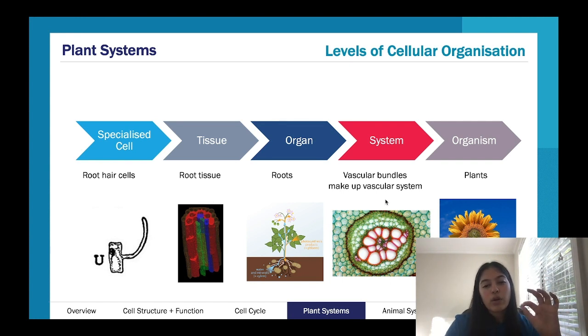And then this is the important part. This is an image that you'll probably get used to, a diagram as well, of these little vascular bundles. So a bunch of these vascular bundles together make up the vascular system of the plant. And then obviously that leads to the entire organism.